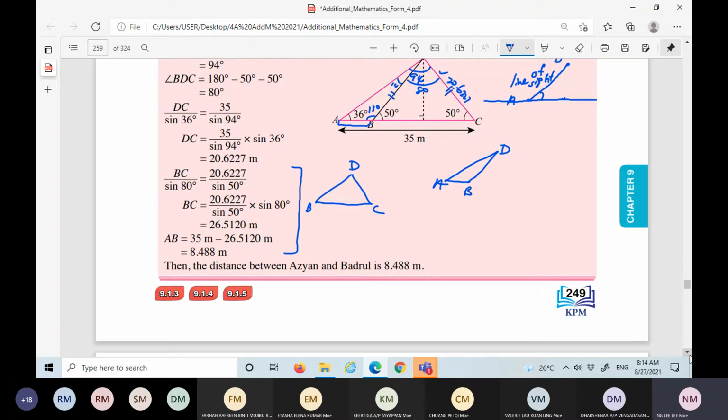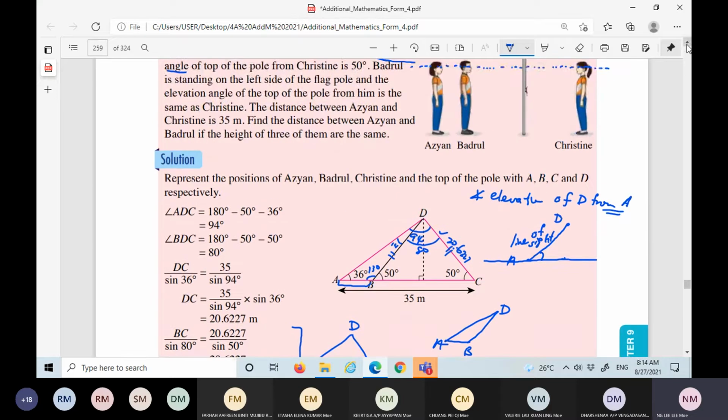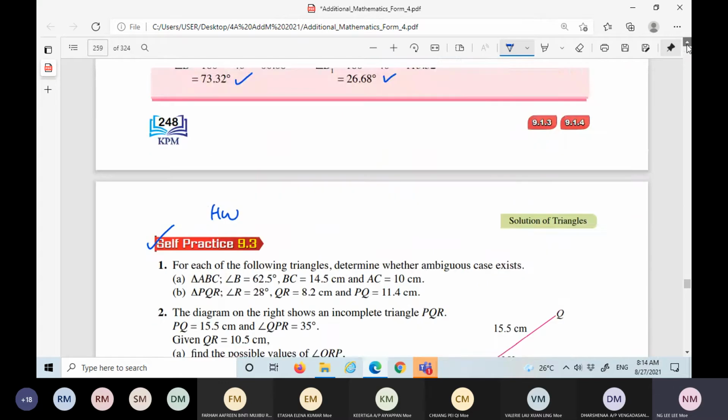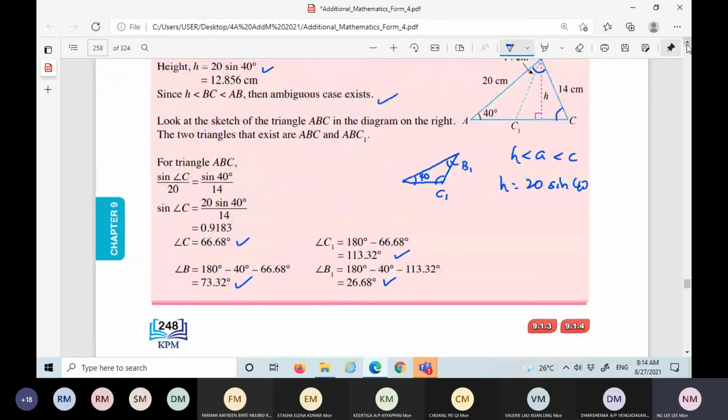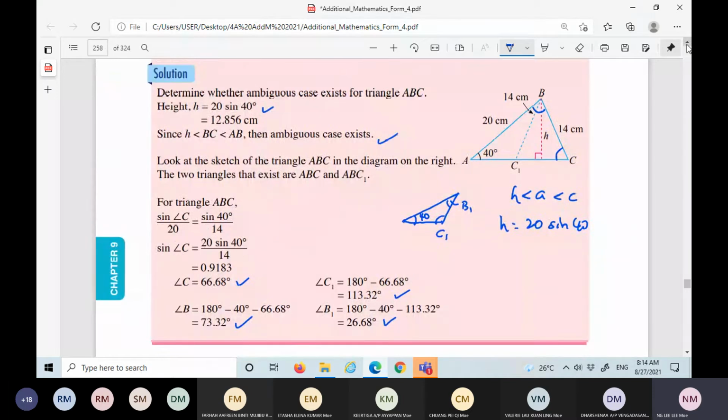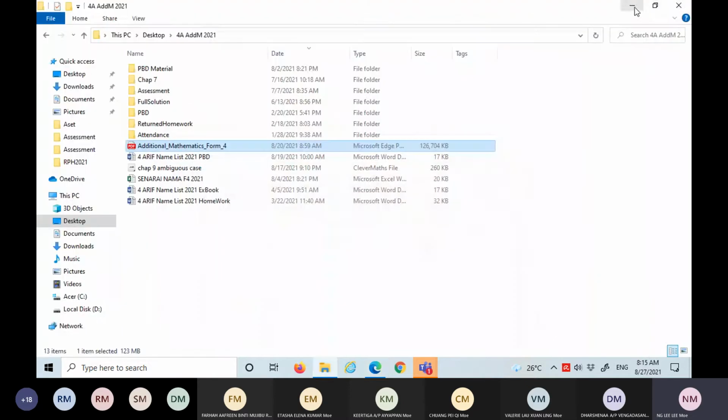Before I go to 9.4 question 2, we look at example 5 first. This question is about the ambiguous case. You see this? These are the answers. Let me call out my calculator.